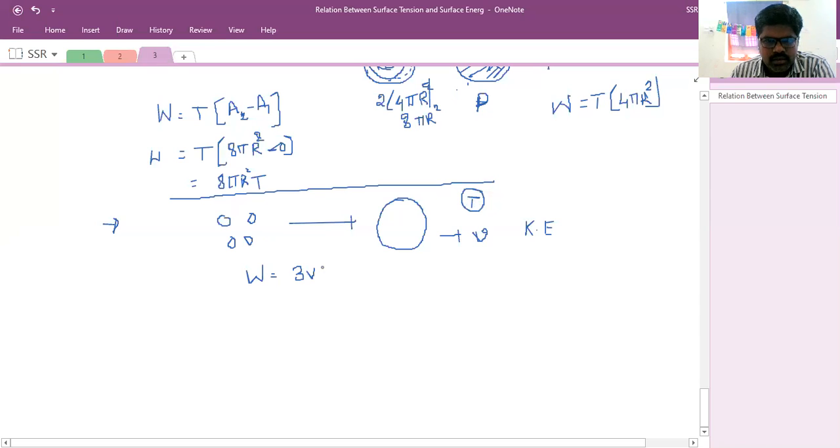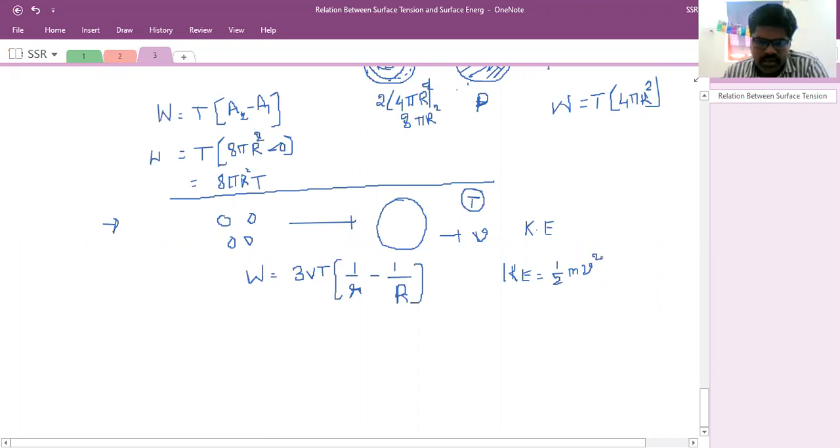W is equal to 3VT into (1/r minus 1/R). So this is the minimum work required, where V is the volume and T is the surface tension. Now what is the kinetic energy? K is equal to half mv square, where v is the speed.